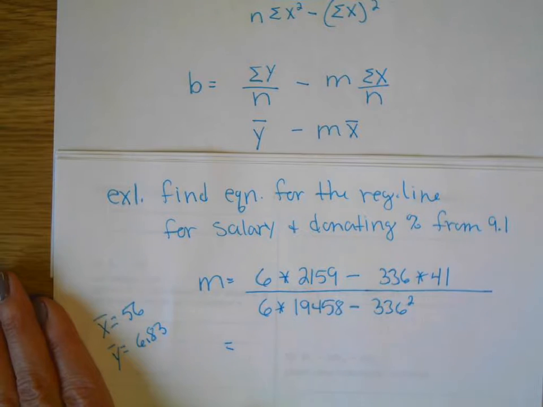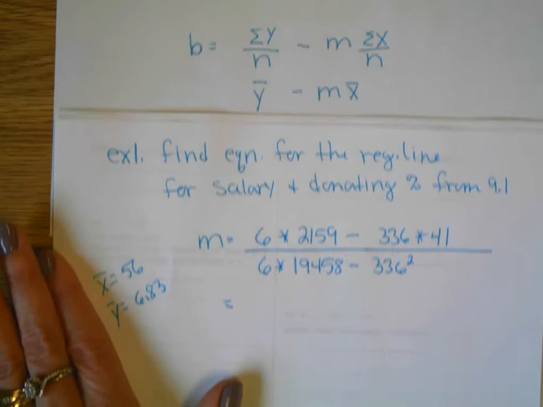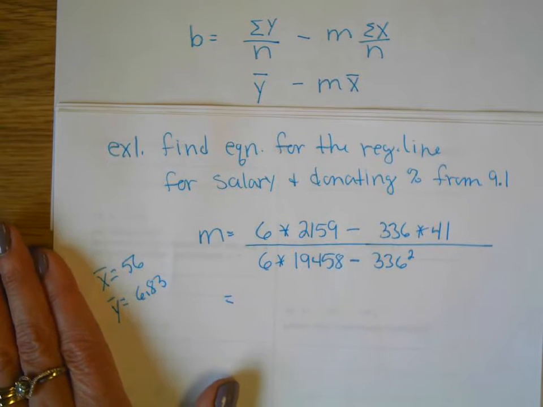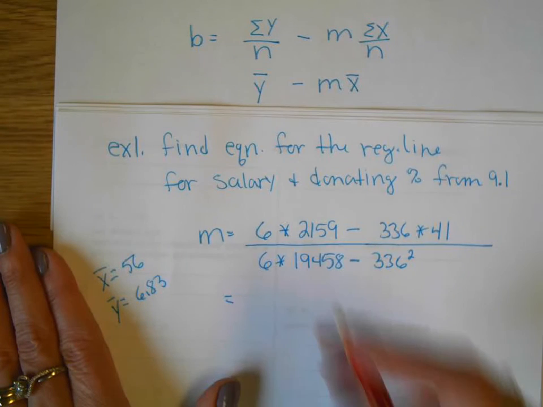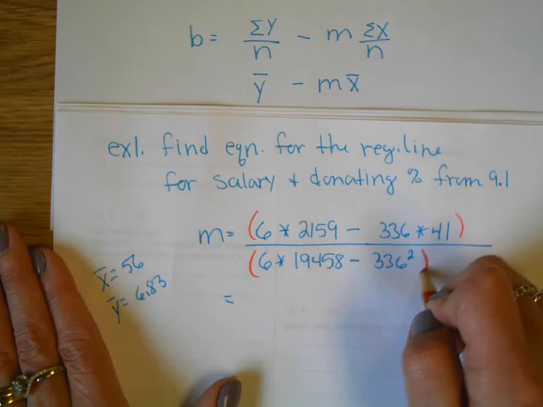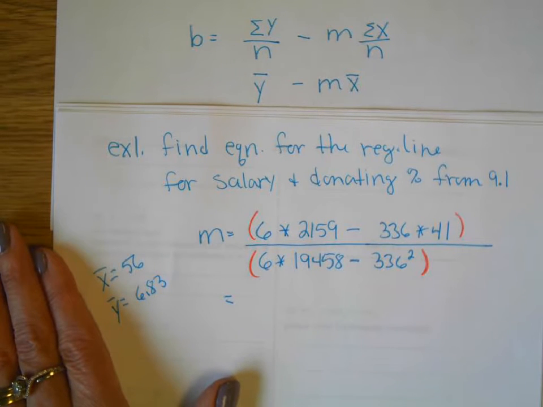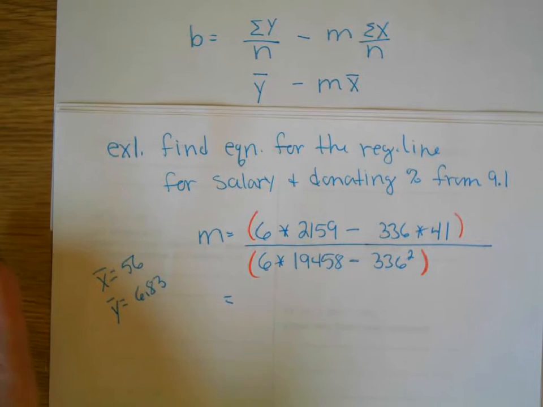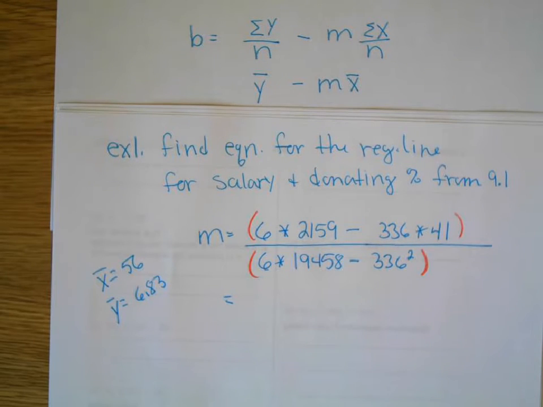That's all one big calculator line. Where do we need parentheses? Yep, the numerator needs a set of parentheses, and the denominator. That should be it for parentheses. No other parentheses needed. So this will give you the slope of your regression line. It better come out negative because we had a negative relationship.